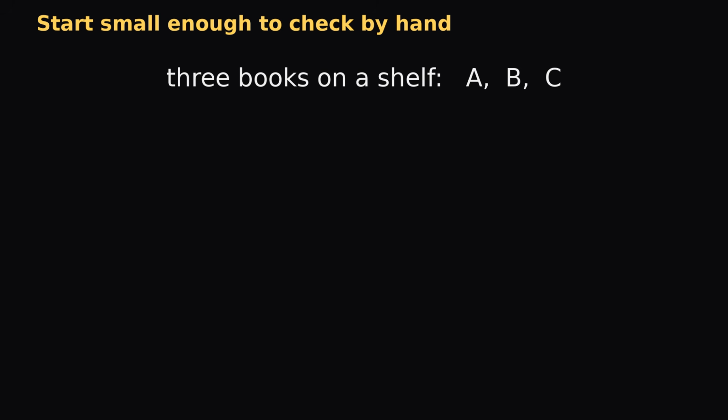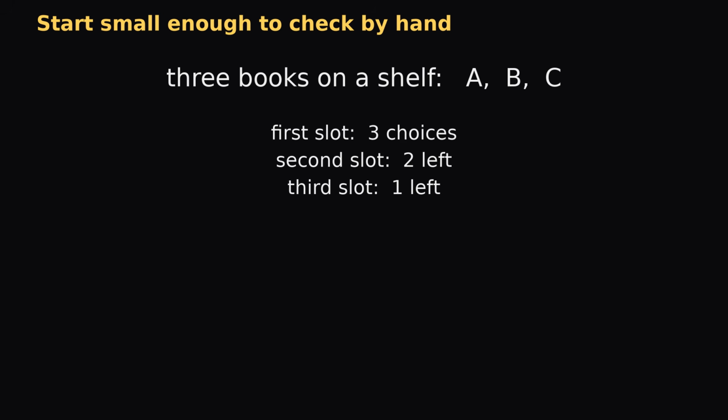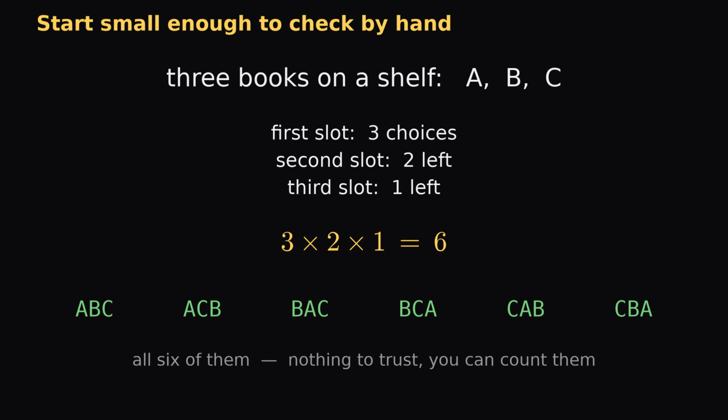3 books on a shelf. A, B, and C. 3 choices for the first slot. Then 2 books left for the second. Then 1 for the third. 3 times 2 times 1. 6. And there they are, all 6 of them, listed out. Nothing to trust here. You can count them.